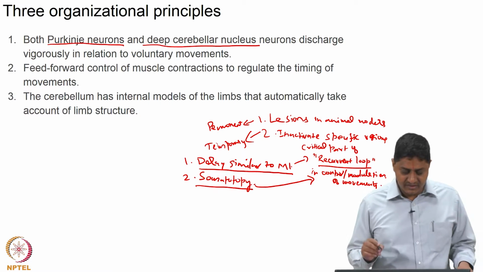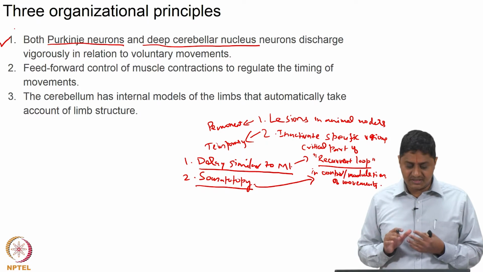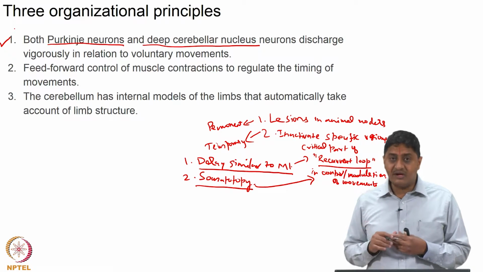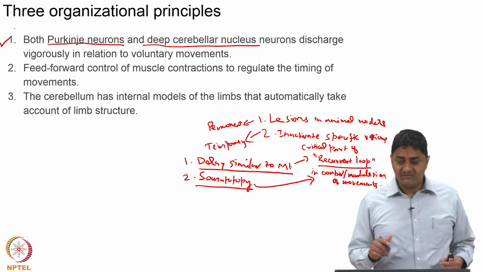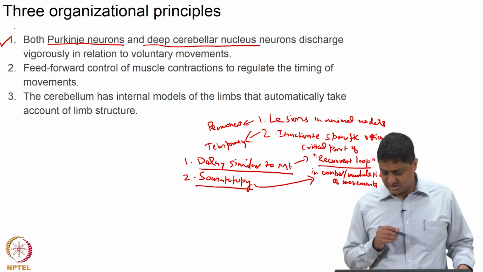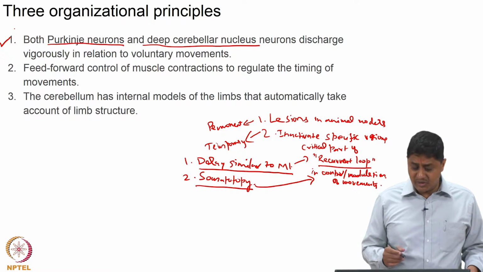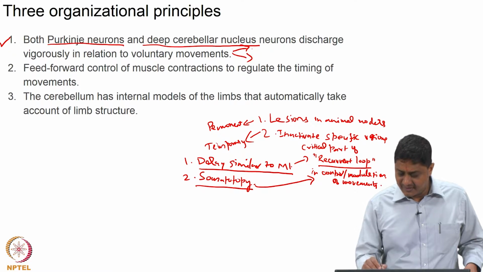So, this is what we learned from the first lesson. Purkinje neurons and deep cerebellar neurons, their discharge is vigorous in relation to voluntary movements, sometimes very comparable to motor cortex, yet we only believe that their role is in modulation of movements. And then what does it modulate? When you say modulation of movements, what does it modulate? At least it is now known that it modulates the direction of movements and the speed of movements.